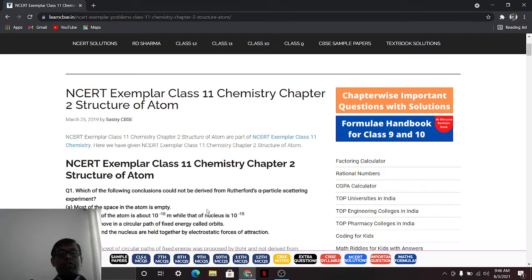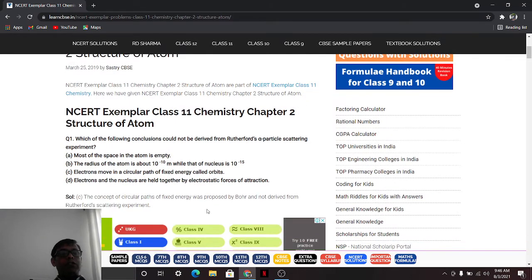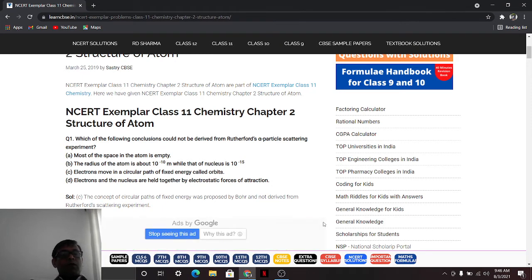Class 11 Chemistry Chapter 2, Structure of Atom. Which of the following conclusions could not be derived from Rutherford's alpha particle scattering experiment?